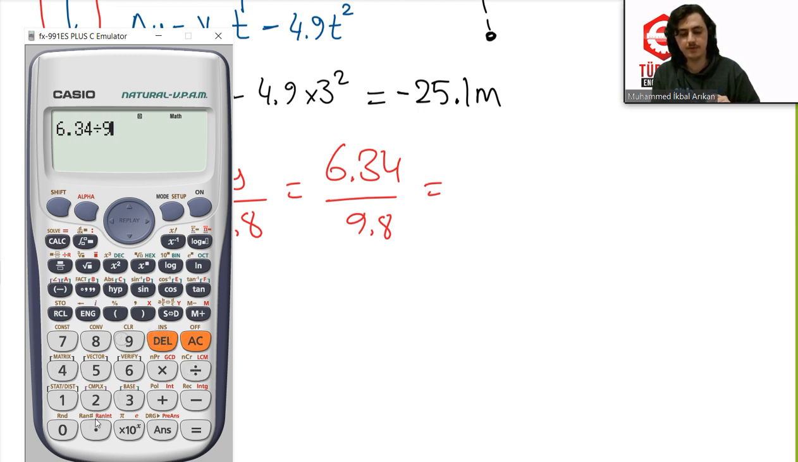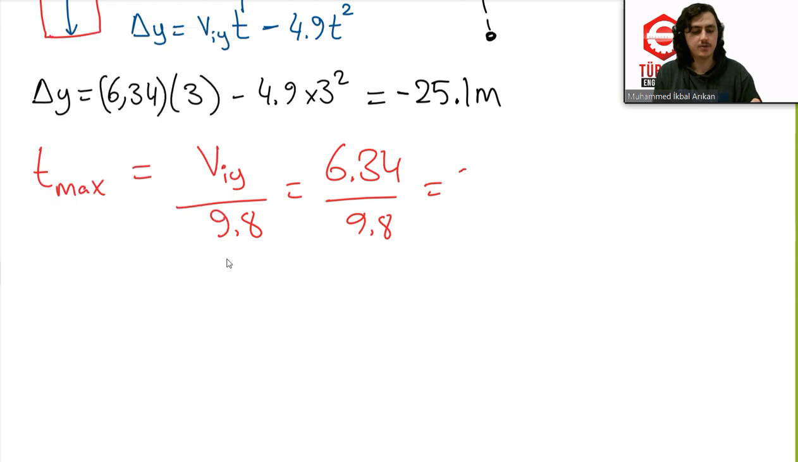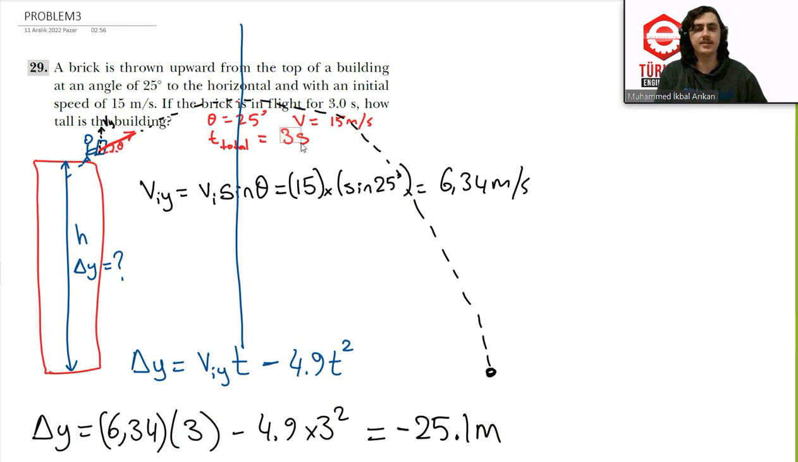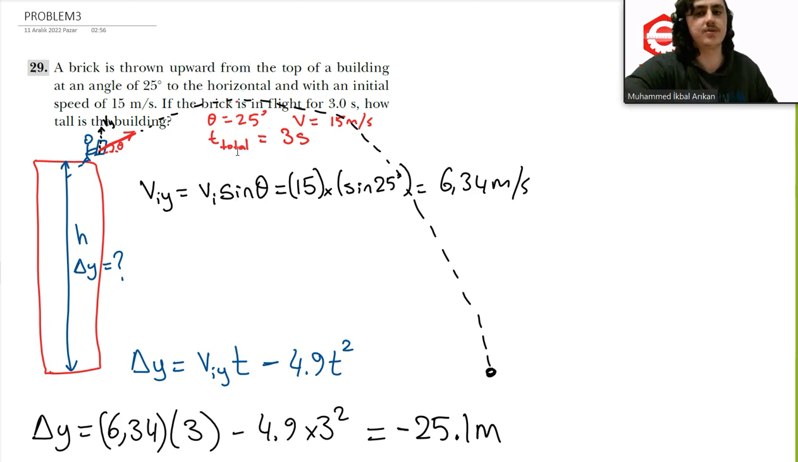So put this one and this one, you will get the time. So it is 0.65 seconds. As you see, it is not half of the 3 seconds, because as I said, the motion started from an initial height, and it didn't start to move from the ground level. But if it started from this point, the initial height was 0, so you can say that half of the total time will give us the time max, which is this one.